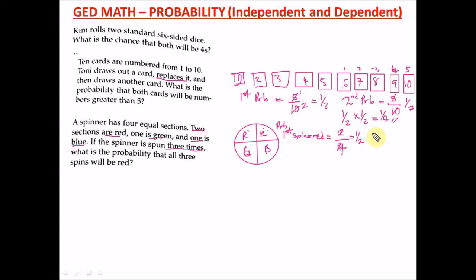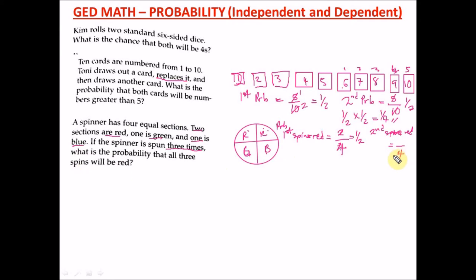Now, what's the probability of the second spin being red? The second spin being red, the possible outcome is still 4 because this event is what? Independent, all right? Each spin happens and does not affect the other. So this event here is independent.